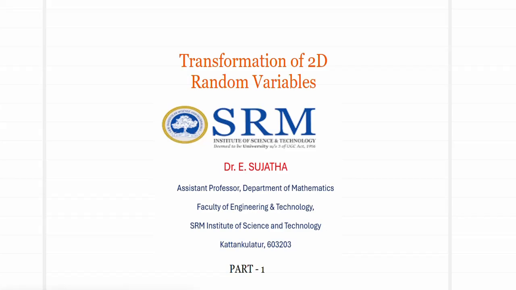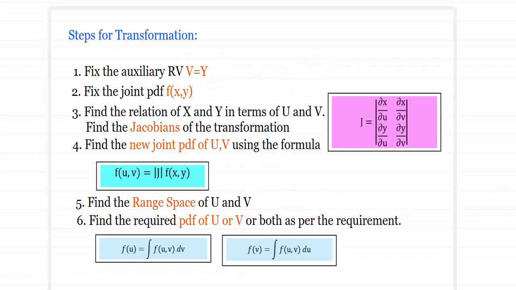There are going to be basically 6 steps for the transformation. The 6 steps are as follows. First, we will fix the auxiliary random variable if it is not provided to us. The primary aim here is to transform the random variable x comma y to the random variable u comma v. So there is going to be a transformation function f which aids the conversion of x comma y to u comma v. If this secondary variable v is not given to us, then we fix it as, say, v equal to y.